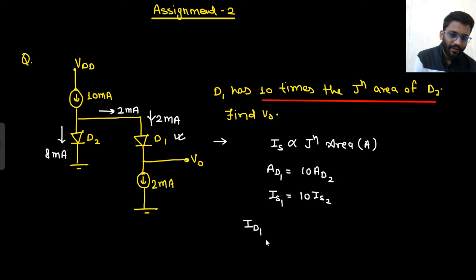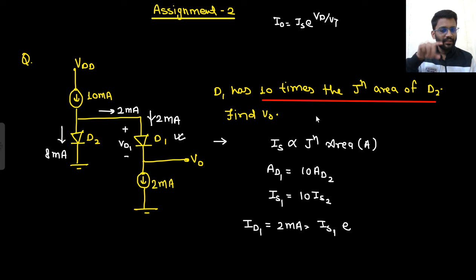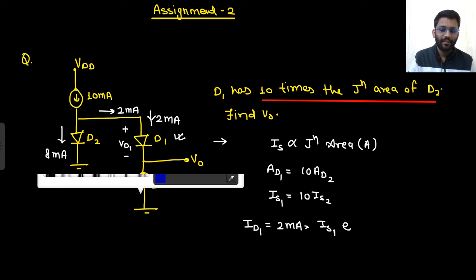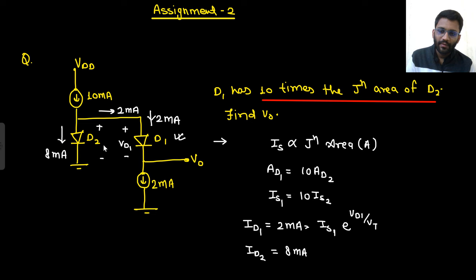ID1 is 2 milliampere, that equals IS1 e to the power VD1 by VT. What we have studied is that diode current is IS e to the power VD by VT, where VD is the forward bias voltage. So the forward bias voltage will be VD1. ID1 is 2 milliampere equals IS1 e to the power VD1 by VT; since they haven't given the eta value, I will take it as equal to 1. And ID2 will be 8 milliampere, and this potential will be VD2. 8 milliampere equals IS2 e to the power VD2 by VT.